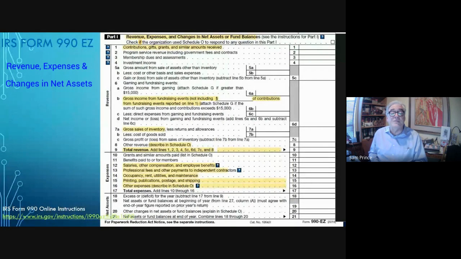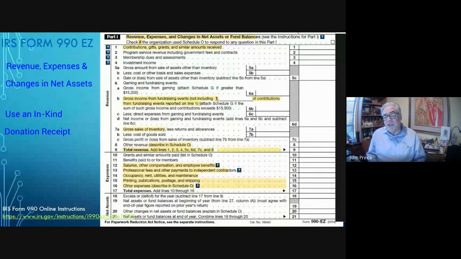Contributions, gifts, grants, and similar amounts received. Contributions and gifts, you probably understand when someone gives you money or a security that's worth money. Those are contributions and gifts. When someone gives you furniture, a vehicle, a building, other equipment, those are also gifts. Those are called gifts in kind, though. Those are not gifts of cash. You would need to establish a value.